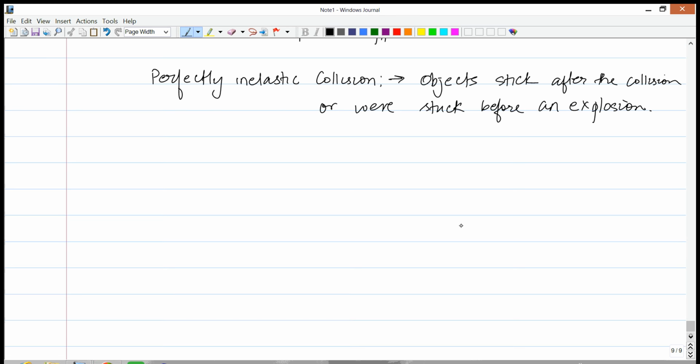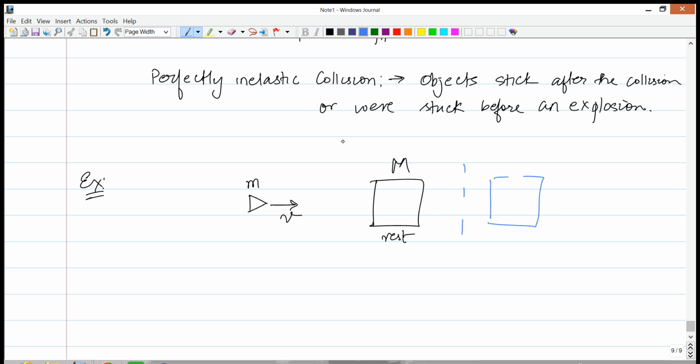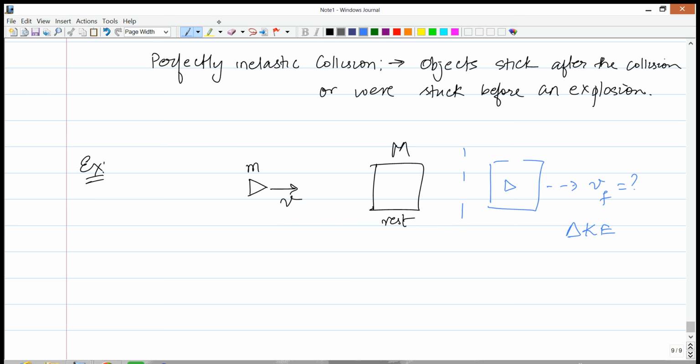Now, let's do a simple example here. Let's say that I have a bullet of mass m moving to the right with speed v, and let us say that I have a block of mass capital M at rest. Okay, and let us say that the bullet gets embedded in the block, and after the collision they move as one unit to the right, and our goal is to find the final speed v final, and also to find the change in the kinetic energy. So let's do that as well in this simple quick problem.